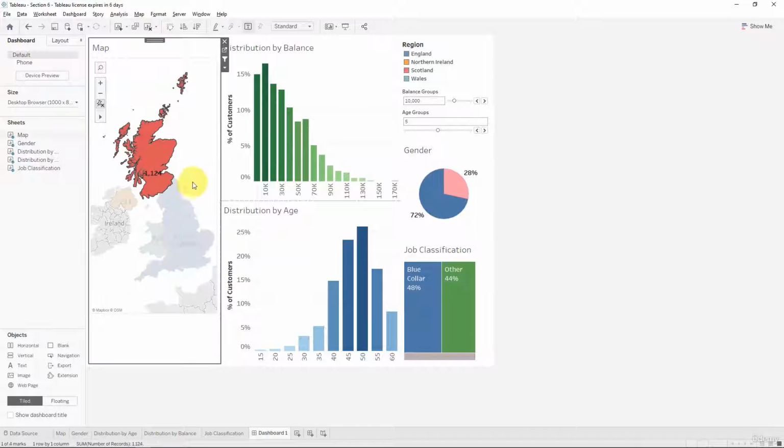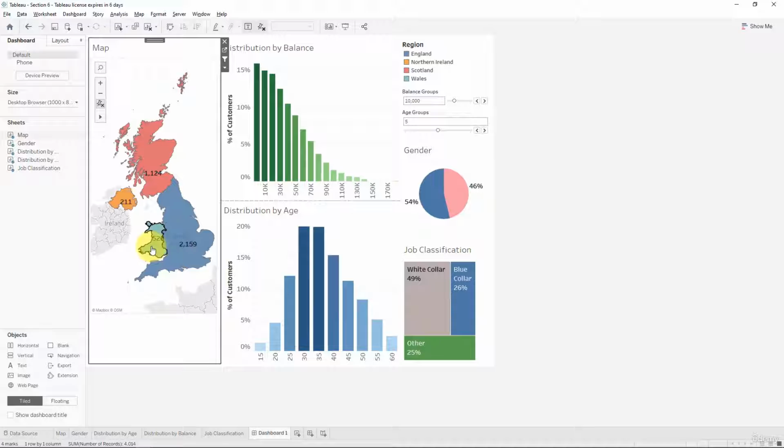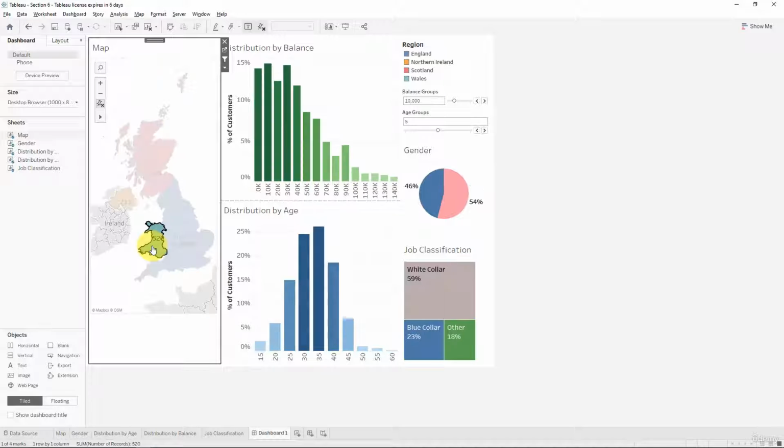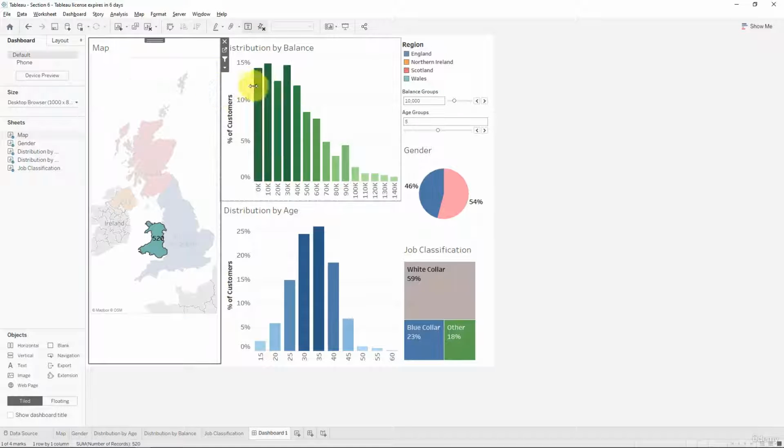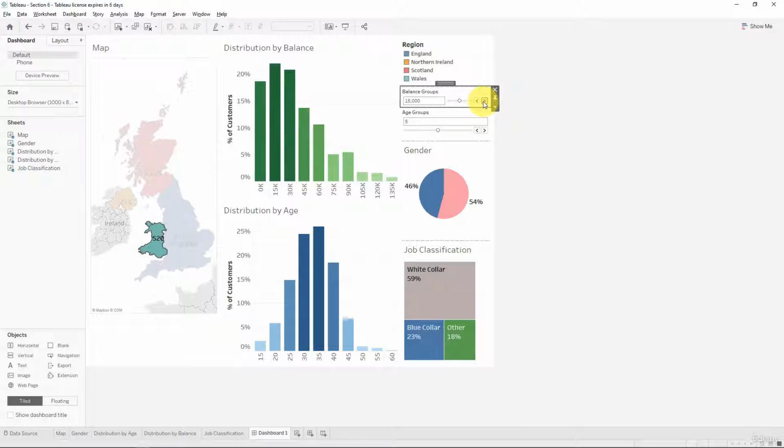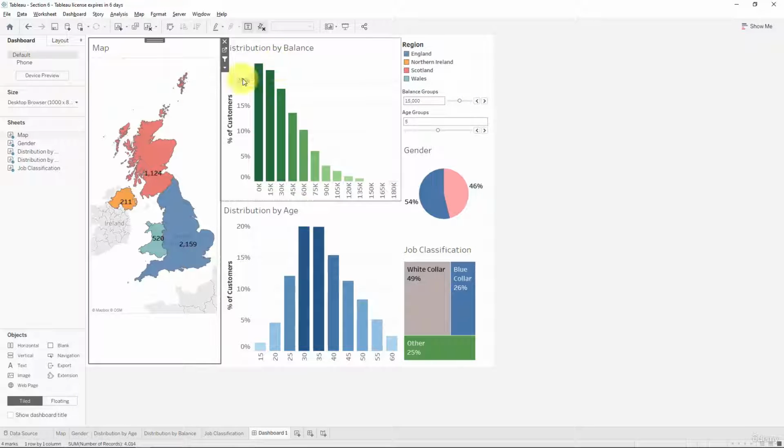Let's move on to Wales. What can we see in Wales? Well, the first thing that jumps out is the balance. If you look at the overall distribution of balance, it gradually falls off. In Wales, it's stagnant for a bit. We can dig into this further by grouping these balances not into $10,000 groups but into $15,000 groups. And here you can see a different picture.